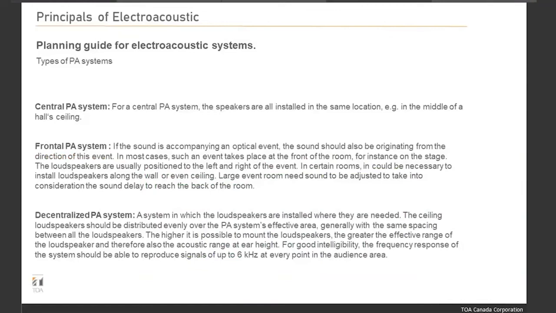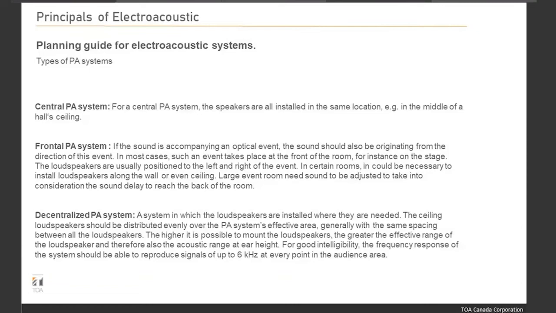Frontal PA system: if the sound is accompanying an optical event, the sound should also be originating from the direction of that event. So that would take place in the front of the room normally, like with a stage, for example. The loudspeakers are usually positioned to the left and right, and in certain rooms it could be necessary to install loudspeakers along the wall, like as delays or fill, or even the ceiling.